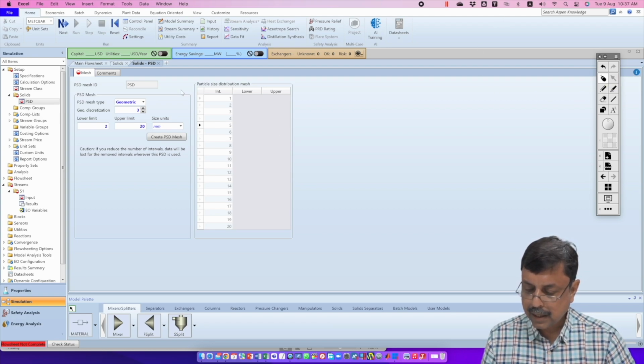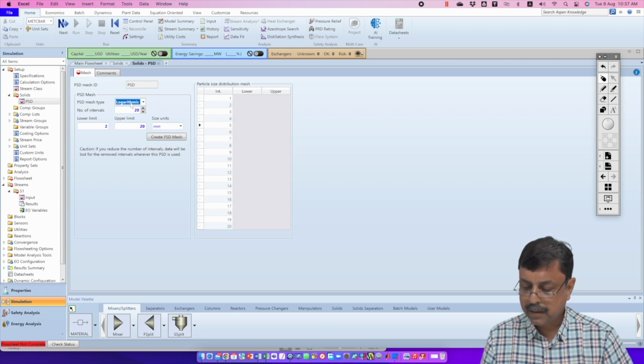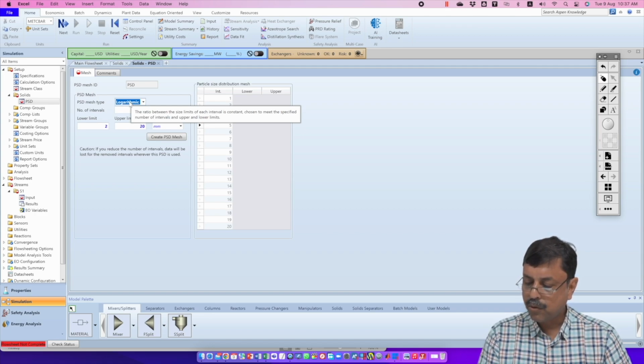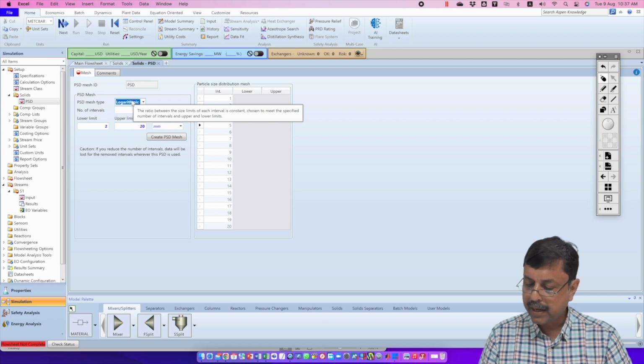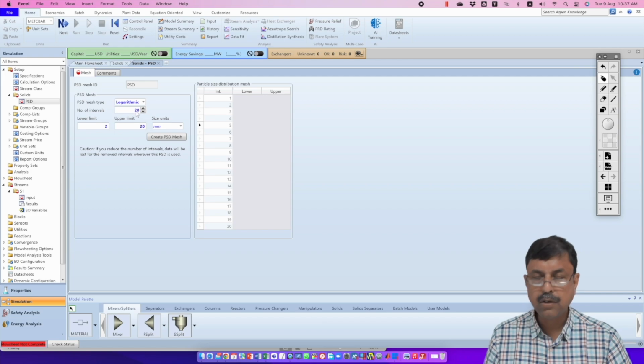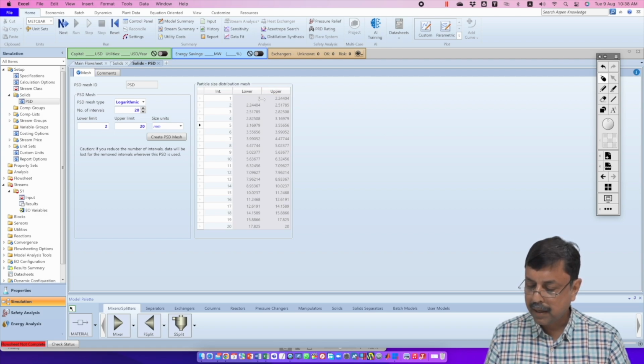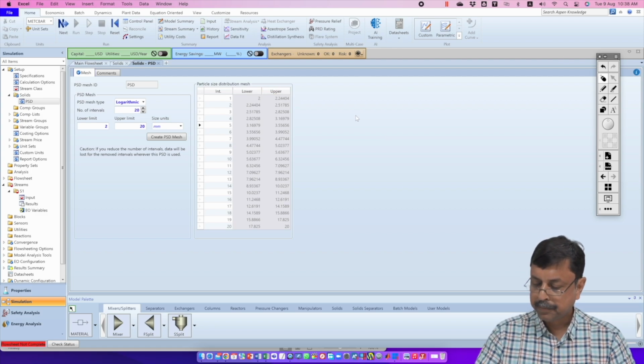And the third one is logarithmic. Now, what is logarithmic? Logarithmic is where the ratio between the size limits of each interval is constant, chosen to meet the specified number of intervals and upper and lower limits. So basically you have taken 20 intervals, upper limit and lower limit in the 2 to 20 millimeter range. So if you create the mesh size, you will find the ratio between any upper limit and any lower limit will be the same. So take an example.